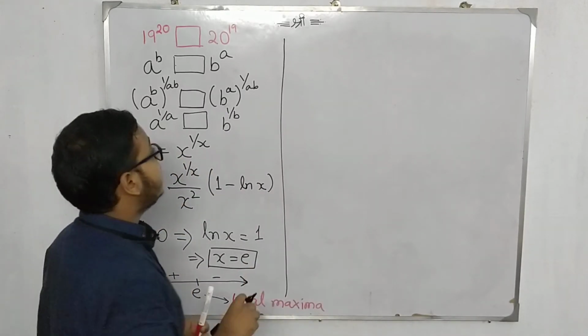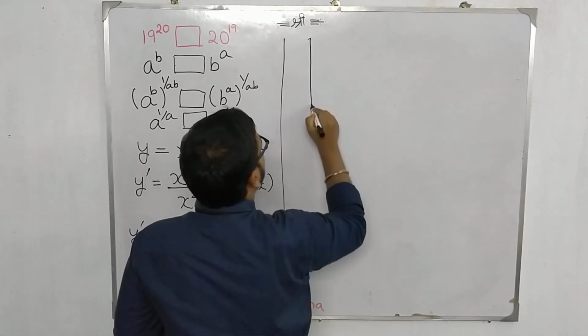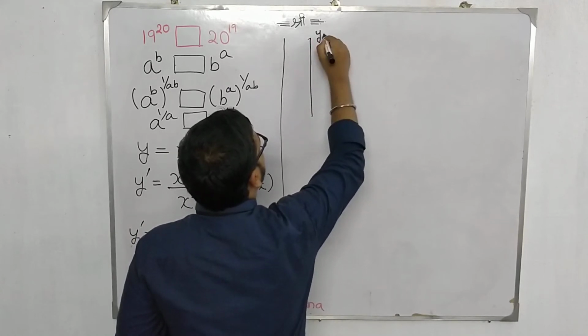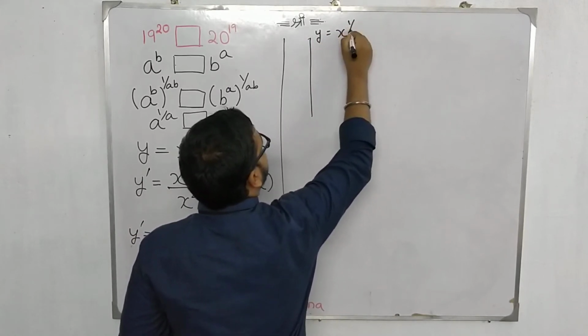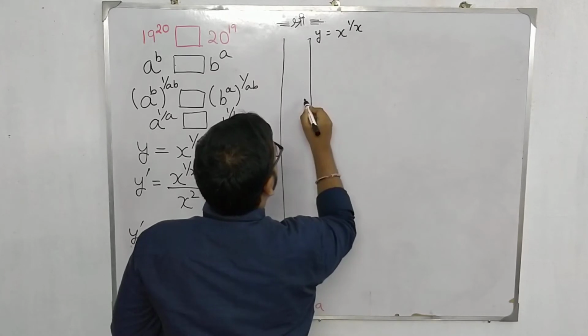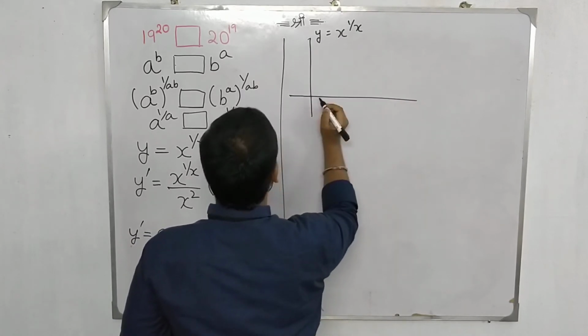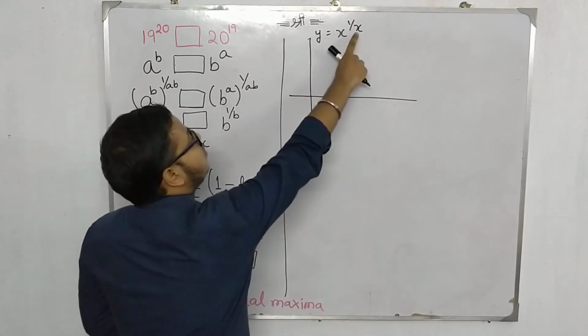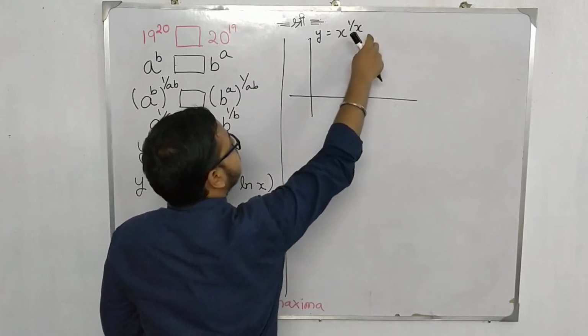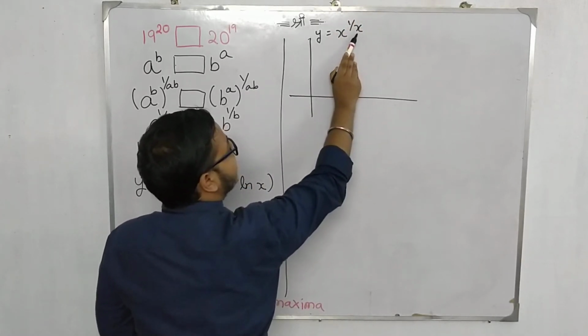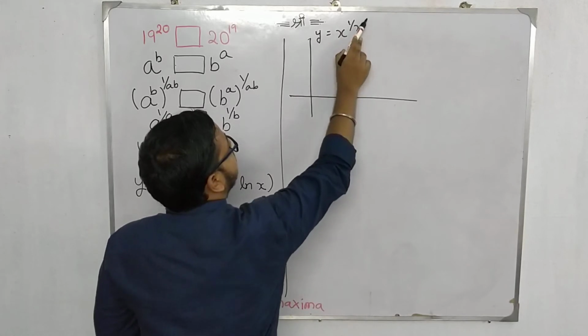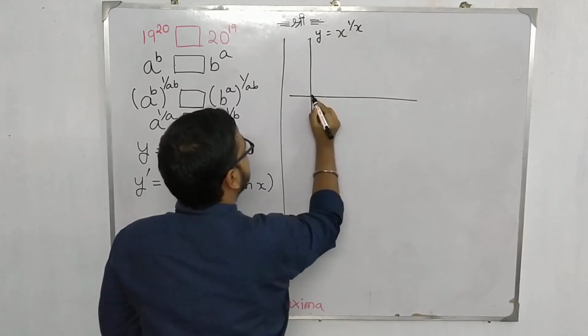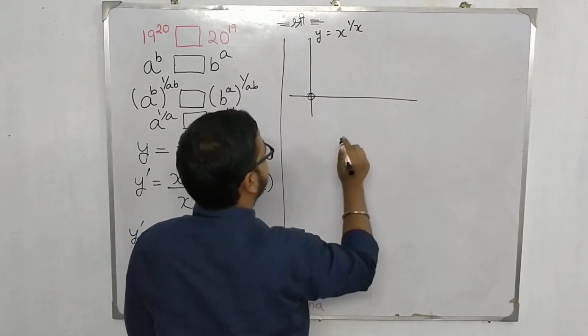So now let's make the graph of the function y equal to x to the power 1 by x. ये ग्राफ कुछ ऐसा होगा. Obviously x का पावर 1 by x है, so in 1 by x we cannot put x equal to 0, because then the power will become undefined. So x cannot be 0.